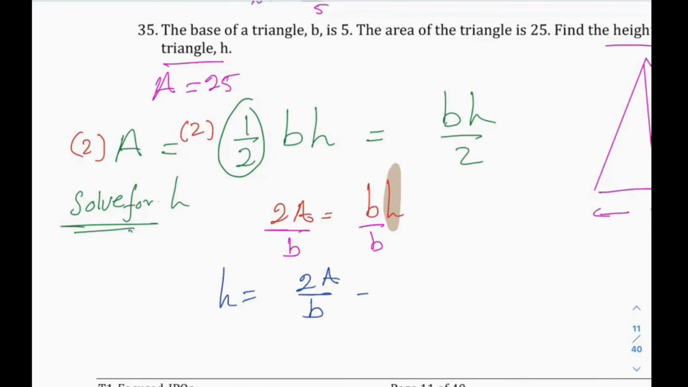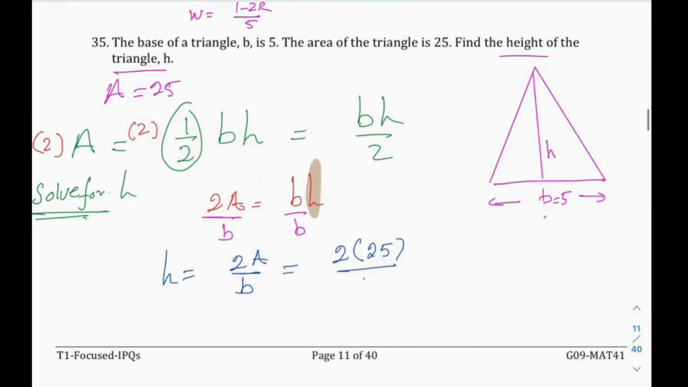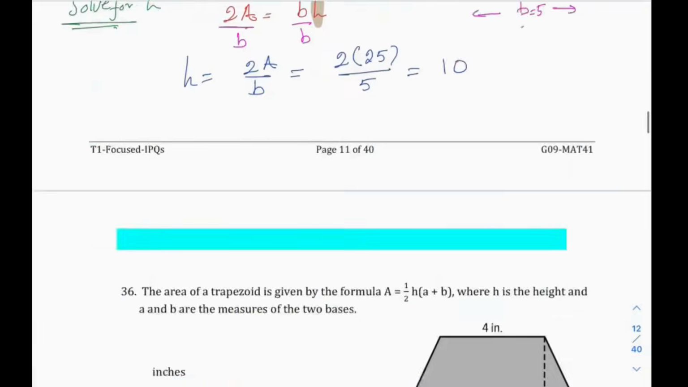And then we can replace now. Area is given as 25. B is given to be 5. And this results in 10. H is 10.